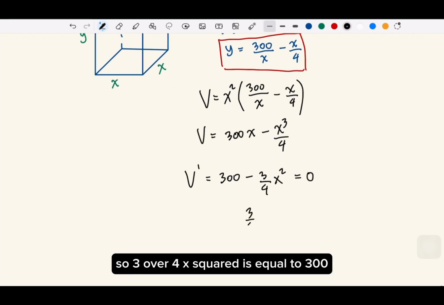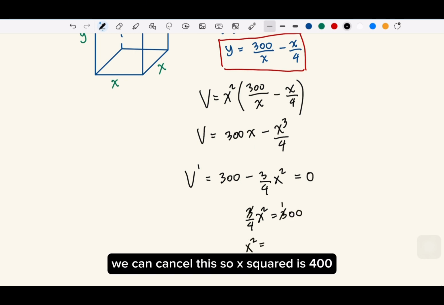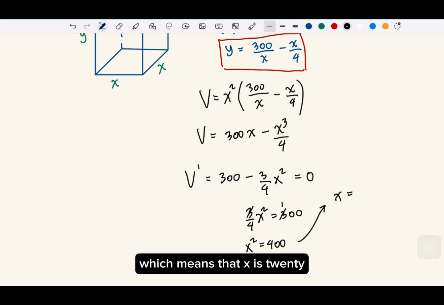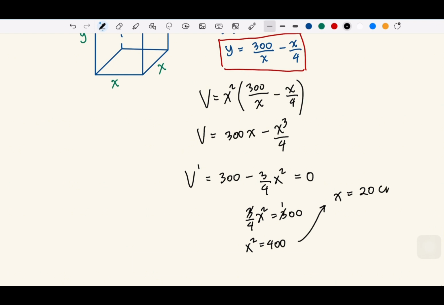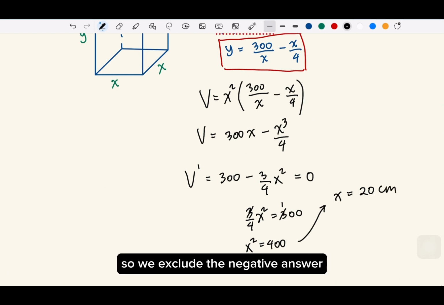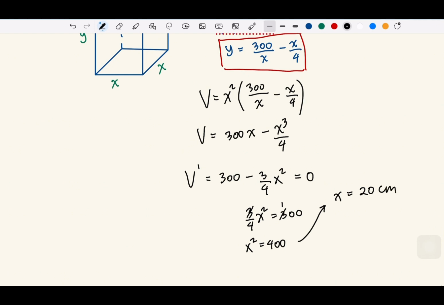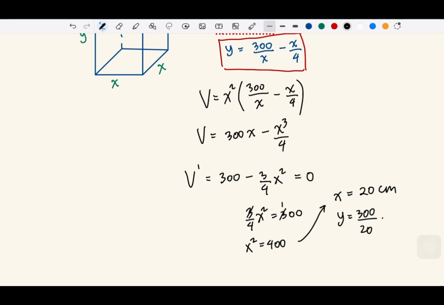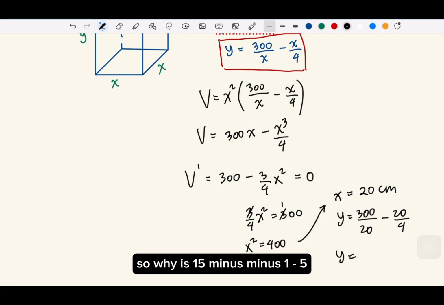So 3 over 4 x squared is equal to 300. We can cancel this. So x squared is 400, which means that x is 20. It cannot be negative, right? So we exclude the negative answer. So x will be 20 centimeter and y is 300 divided by 20 minus 20 over 4. So y is 15 minus 5. So it's 10.